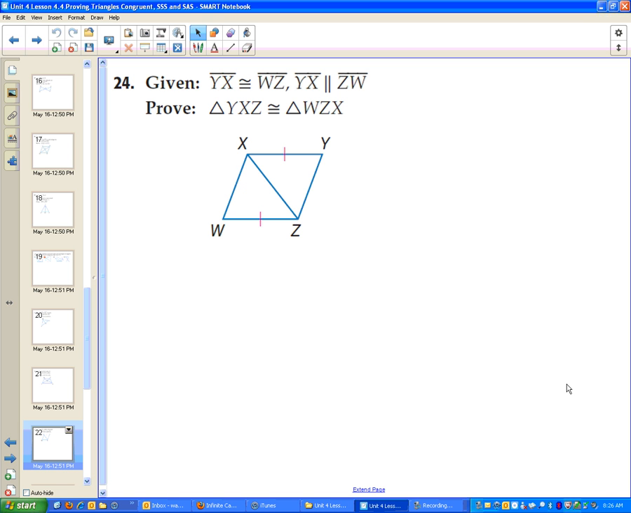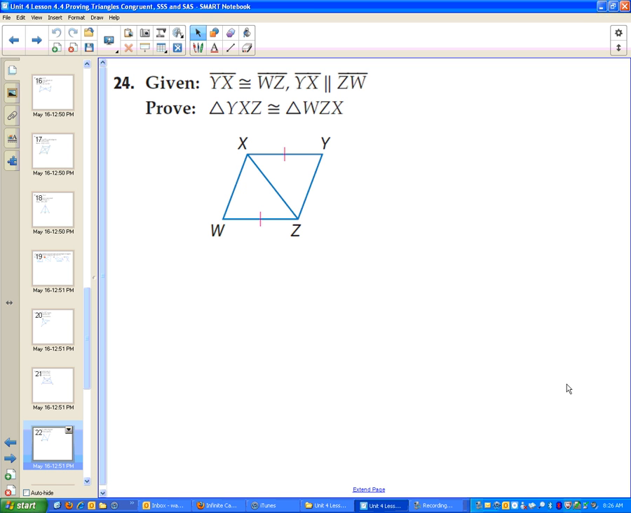Remember what you need to do. You need to write down your given, write down what you're supposed to prove, draw the figure. There's a lot of writing on a proof. There's just no way around it. Okay? So we're given that segment YX is congruent to segment WZ. We're also given that segment YX is parallel to segment ZW, and we have to prove that triangle YXZ, the one in the upper right corner of the figure, is congruent to triangle WZX, the one in the lower left of the figure.